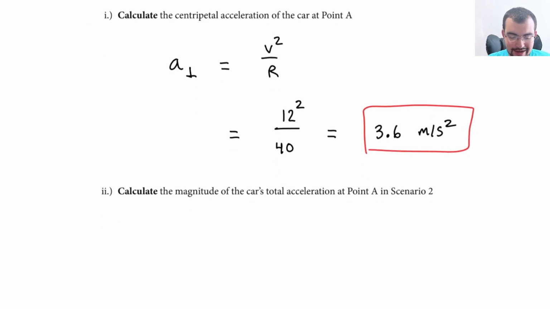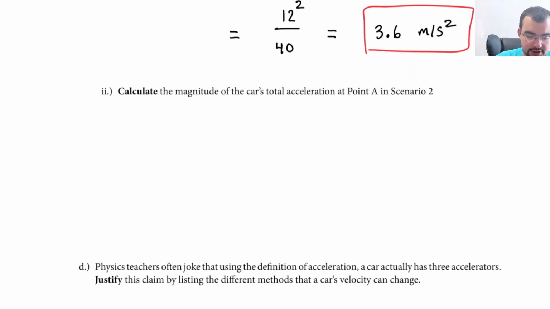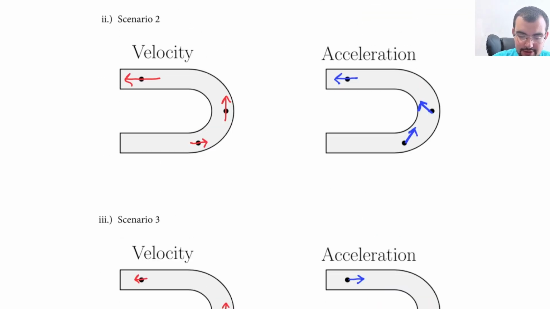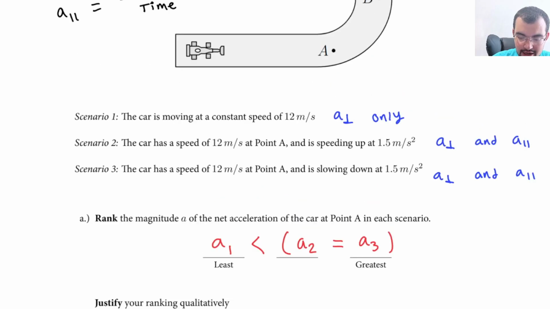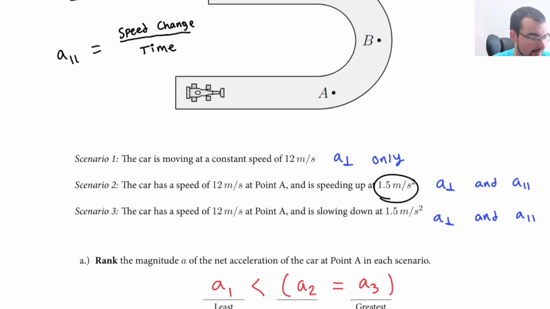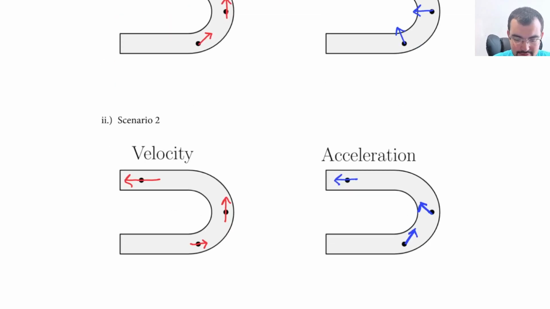And then we want the magnitude of the car's total acceleration in scenario 2 at this point. So what we said is that there's definitely going to be a turning acceleration of all three cars at that point of 3.6 meters per second squared. But also, in scenario 2, we have the car speeding up tangentially at 1.5 meters per second squared.